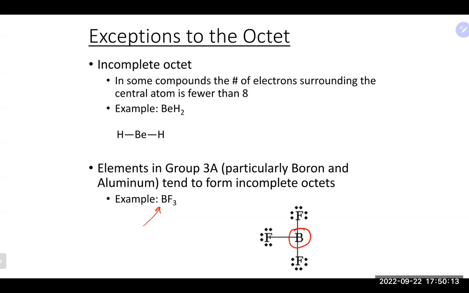So usually it's group 3, and if you look at group 3, boron is kind of the only nonmetal-ish guy that we got going on there. Aluminum as well is sometimes included in there, but again, aluminum and even beryllium are metals, and metals and nonmetals tend to make more of an ionic compound. So here in covalent bonding, it's usually boron that we see a lot with the incomplete octet.